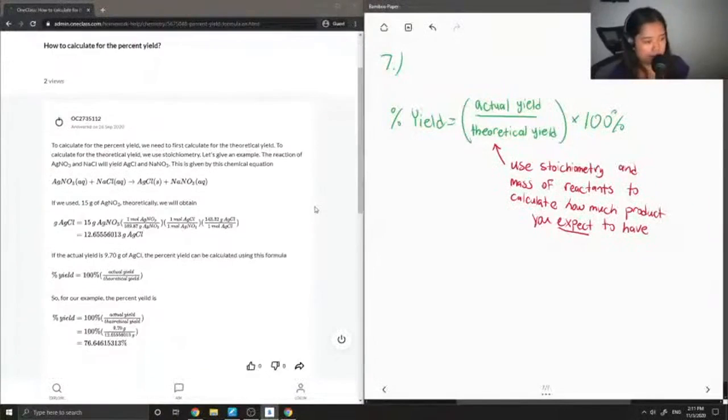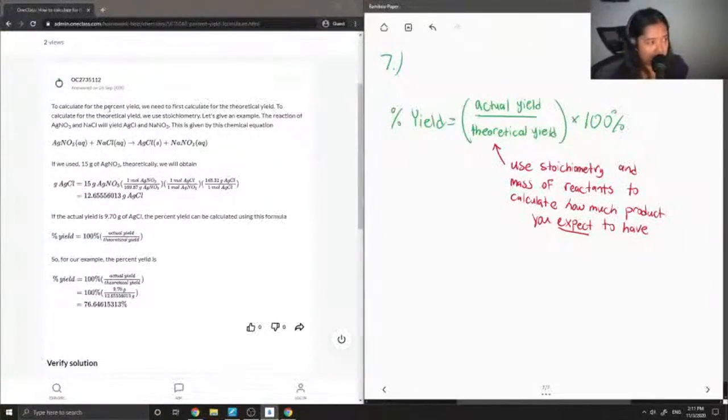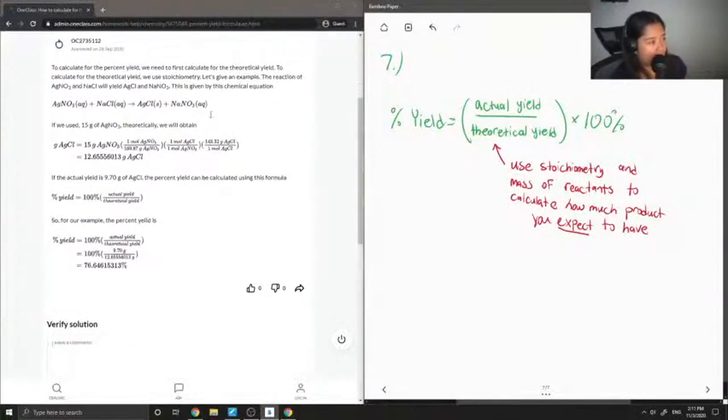So let's see what our junior tutor said. They said to calculate for the percent yield, we need to first calculate for the theoretical yield. To calculate this, we use stoichiometry. So here they give a nice example of silver nitrate and sodium chloride to yield silver chloride and sodium nitrate. And this is given by the chemical equation. So everything reacts at a 1-to-1 ratio. If we used 15 grams of silver nitrate, theoretically we will obtain, and then they calculate it out.